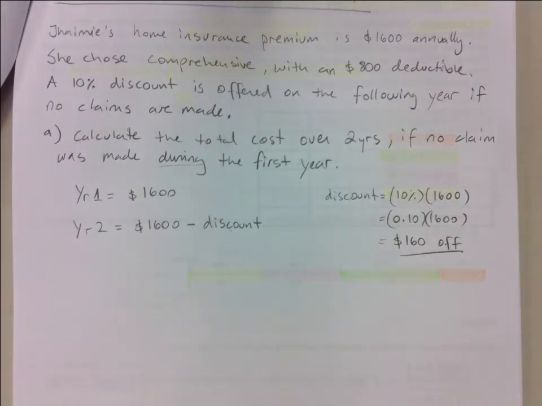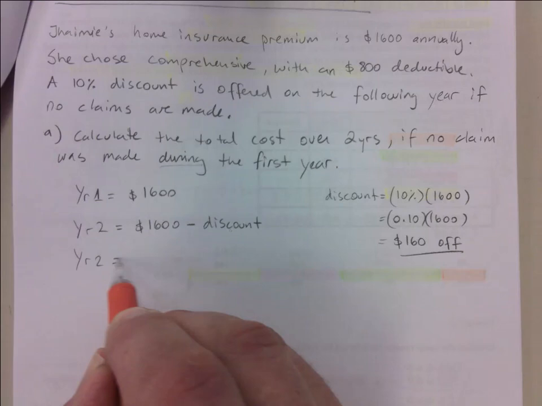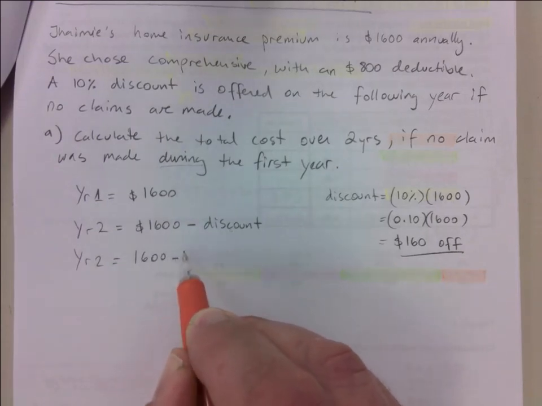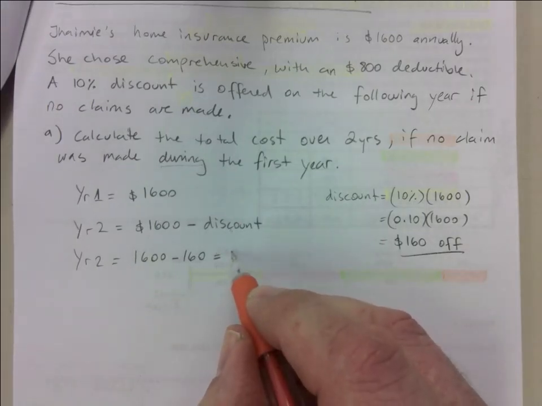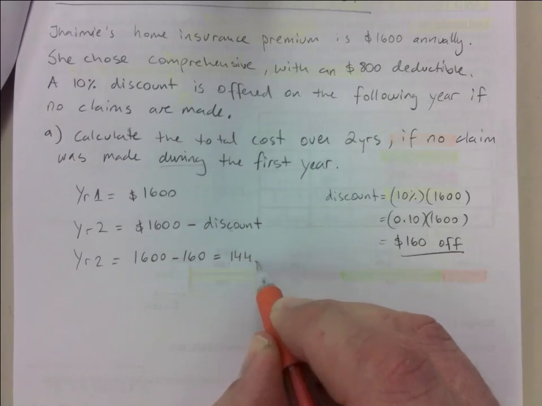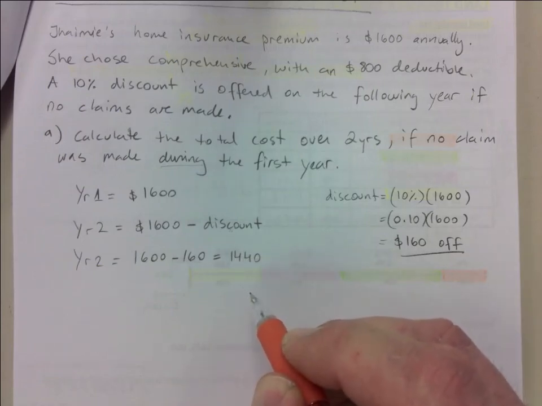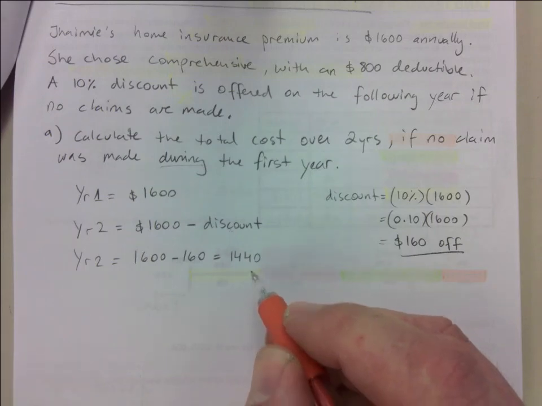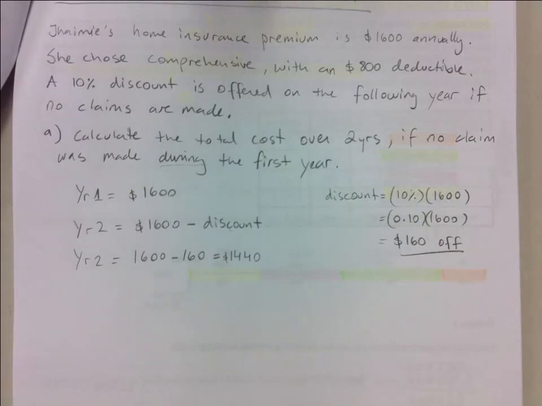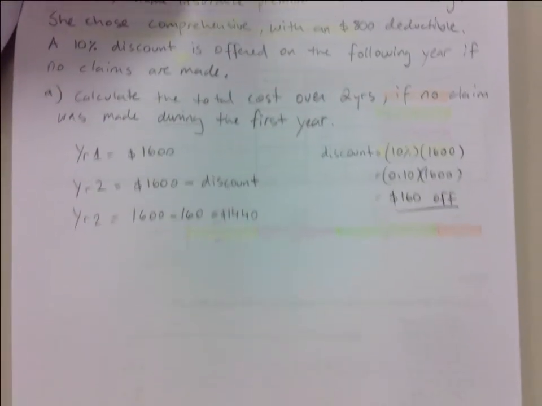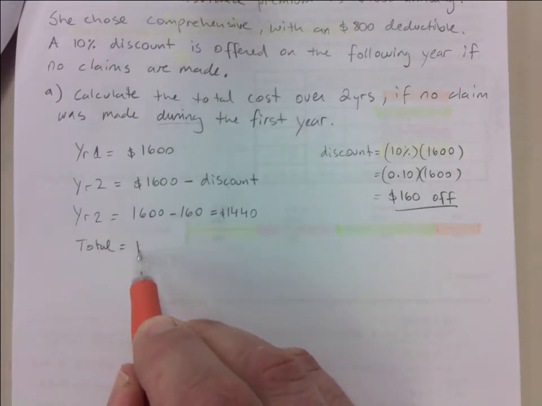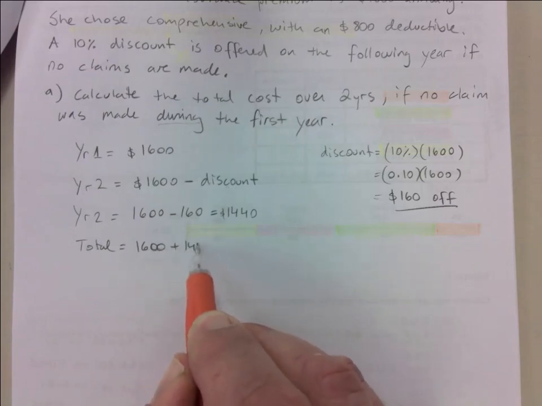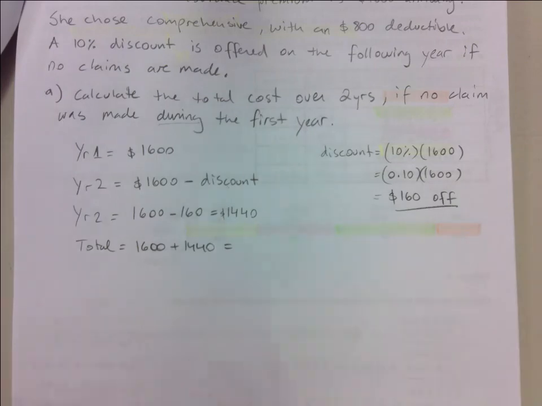Okay, so you figure out the discount on the side, no big deal. So year two ends up being 1,600 minus 160, and that is 1,440. Okay. Total over the 2 years is 1,600 plus 1,440.